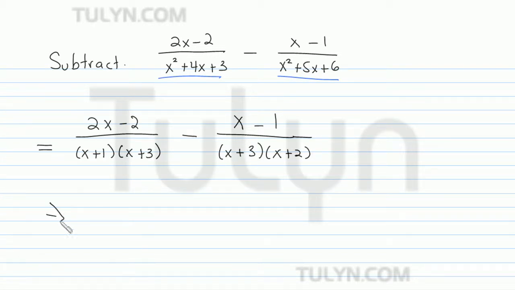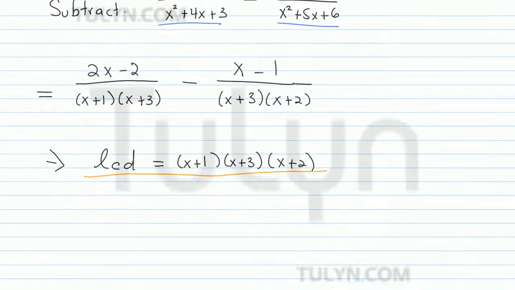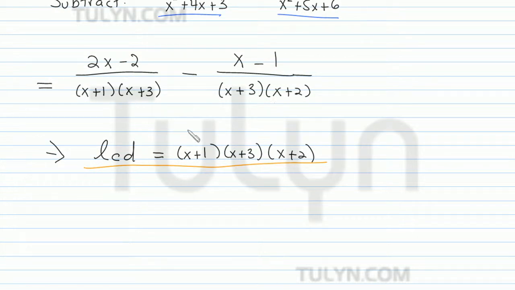So now we get to build the LCD from the factors. The LCD of the denominators is each of the factors of each of the denominators without repeating any of the factors. So we have x plus 1, we have x plus 3, there's another x plus 3, which we don't need to write down, and then finally there's x plus 2. So this is the LCD, and this is what we need to turn each of the denominators into, so that they can be the same denominator and we can then combine them.